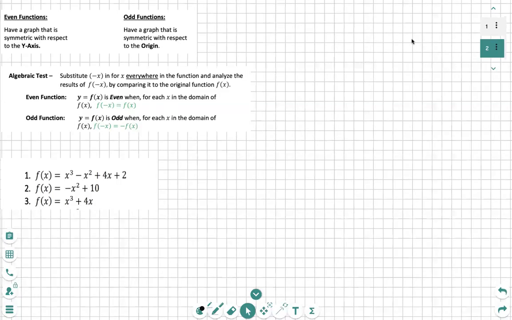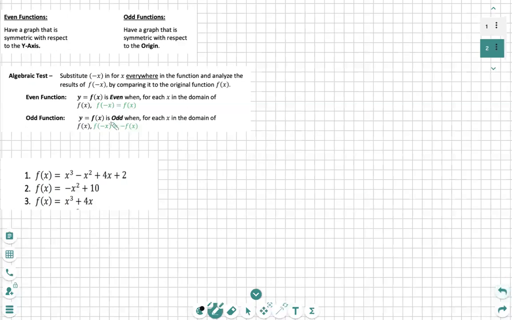Hello. In this video, we are going to go over determining if a function is even or odd. When you're determining an even or odd function, we can also find out if it is symmetric with the y-axis or the origin. If the function is odd, it is symmetric with the origin. If the function is even, it is symmetric with the y-axis.